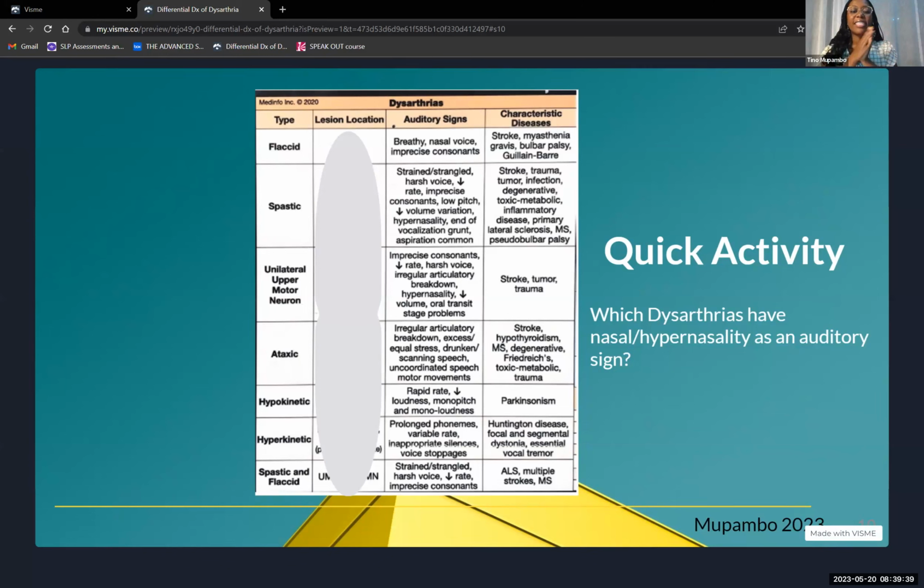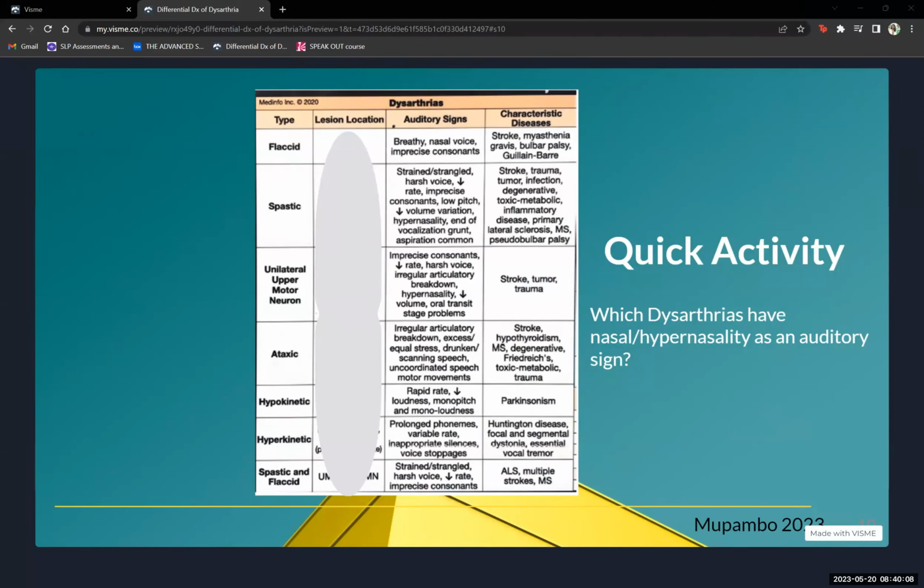So we're looking at this chart I've got up for you guys, and I really want to drive home why just listening to our auditory factors is not enough for us to make an accurate dysarthria diagnosis. Looking at this chart, you're looking at the types and the auditory signs. Which dysarthrias are you seeing that have nasality or hypernasality as an auditory sign? There are 3 of them. Once those 3 are said, I'll go on to the next slide.